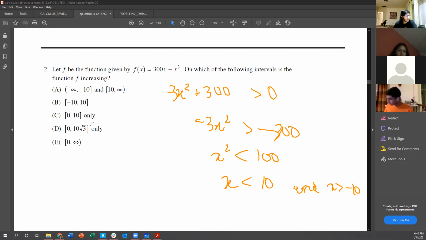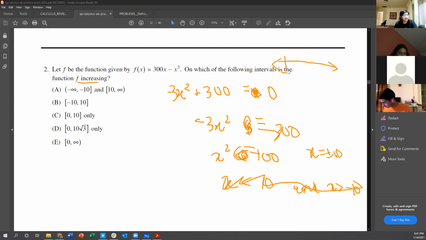Wait, aren't you supposed to do the derivative and equate it to 0, and then you get the critical points? Okay, yeah, you can do that. I just set it up as an inequality. You're essentially doing the same thing. I personally do it different ways at different times. I just felt like doing it as an inequality this time, because I knew it was increasing. But yes, you can set it equal to 0. If you set it equal to 0, you get x squared equals 100, x equals plus or minus 10. Now you know those are your critical points.